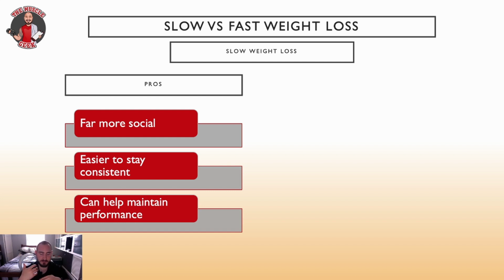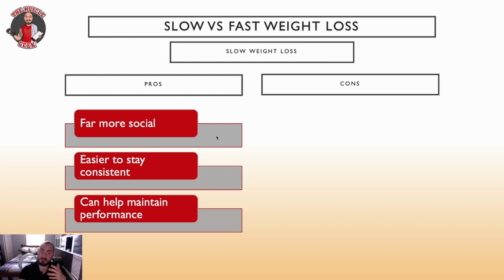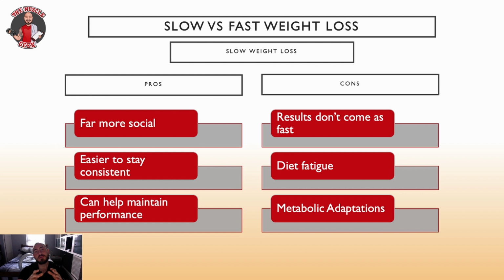When you're in a fat loss or when you're in a calorie deficit, performance will start to go down because your body hasn't got the same amount of fuel, the same amount of performance. Again, there are a couple of cons. Results don't come as fast. So when you're in a slow fat loss period, when you're in a slow deficit, you're not going to be able to see the changes as quickly as if you were in a faster fat loss phase. What happens is when people don't see results, the motivation starts going down, the discipline goes down, and then they're back to square one again.